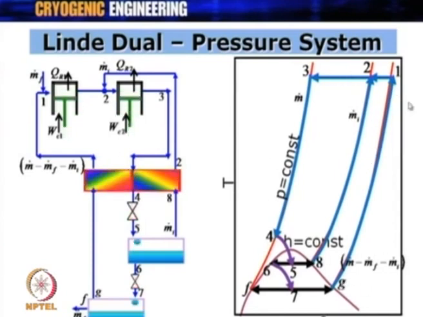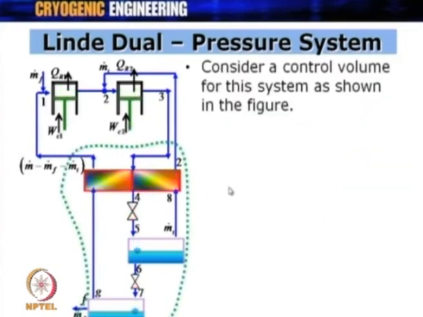Now, this is the most important thing, that we have got 2 compression processes, 1 to 2 and 2 to 3, and we got 2 expansion processes from 4 to 5 and 6 to 7. Okay. We got a return stream which is going at m dot i at 8 and return stream at m dot minus m dot f minus m dot i at point g, and this is how the whole TS diagram would look like. The most important thing is to plot this TS diagram correctly.